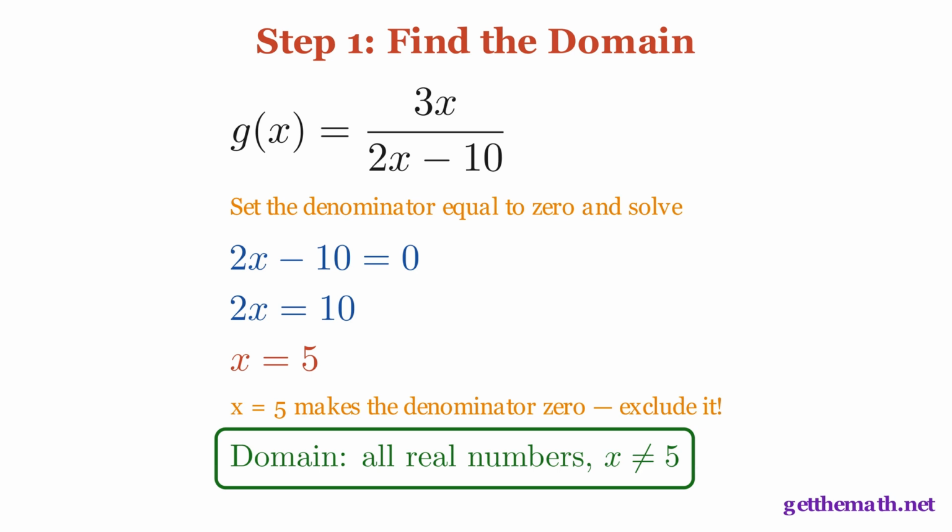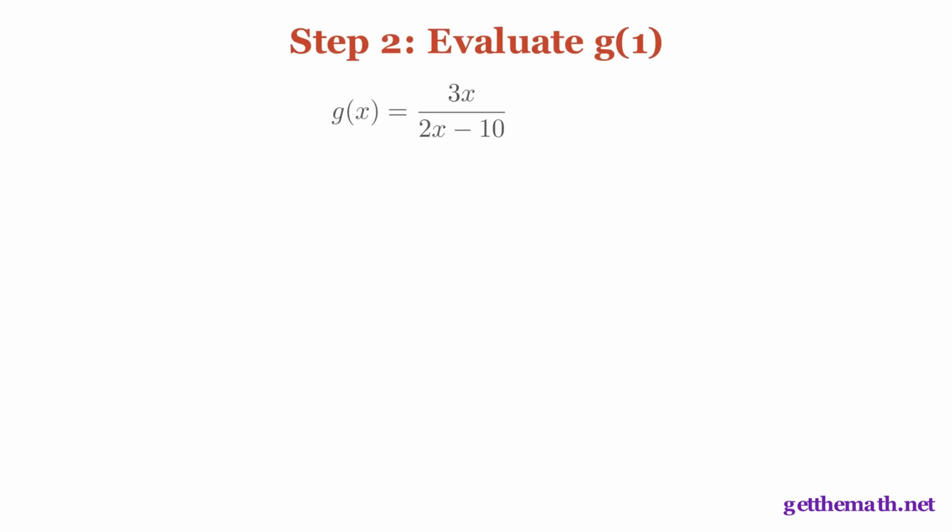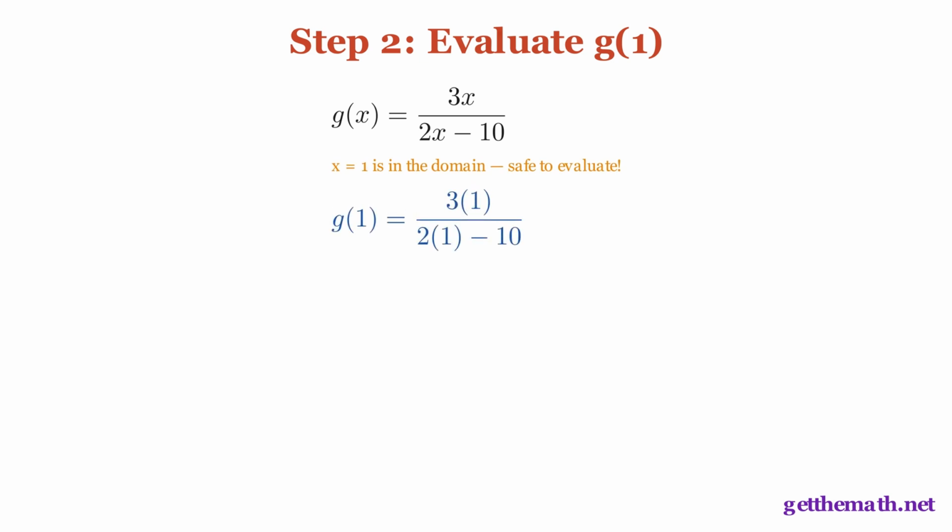Step 2. Evaluate g of 1. First, check, is x equals 1 in the domain? Yes. 1 does not equal 5, so we are safe. Substitute x equals 1 into the function. g of 1 equals 3 times 1, divided by 2 times 1 minus 10.